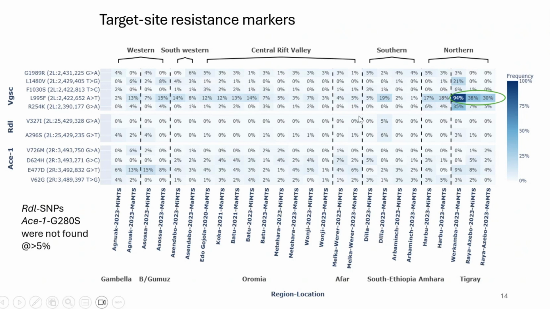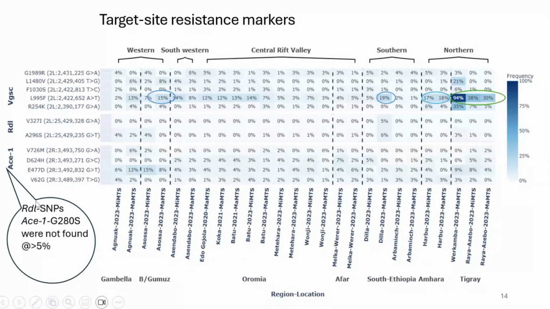We also found lower but appreciable frequencies in western and southern Ethiopia, as well as in the south central part of northern Ethiopia. But frequencies in other cohorts or other locations, including the central Rift Valley, were low. When we look at the Rdl and acetylcholinesterase genes, we did not find the known SNPs that confer resistance to dieldrin, and to organophosphates at the acetylcholinesterase gene, at greater than 5%.